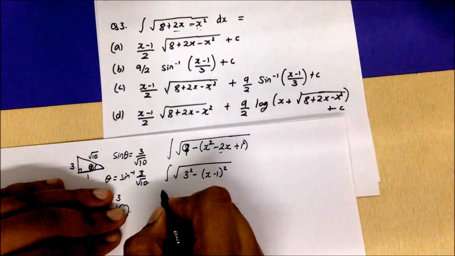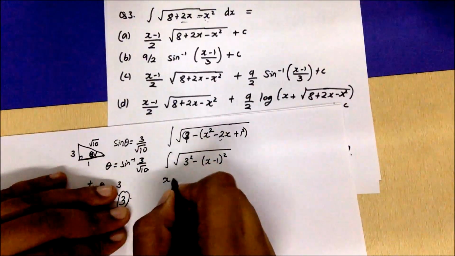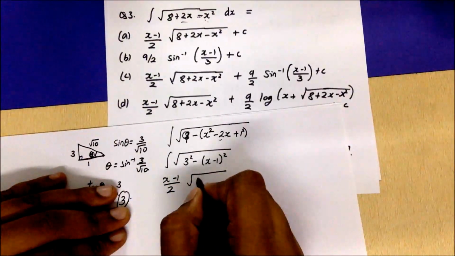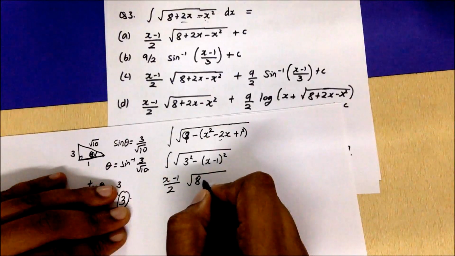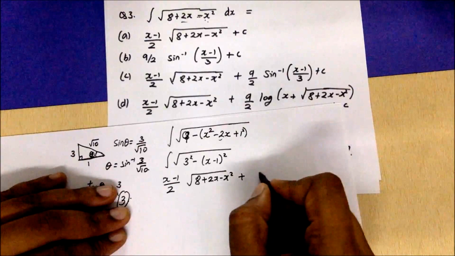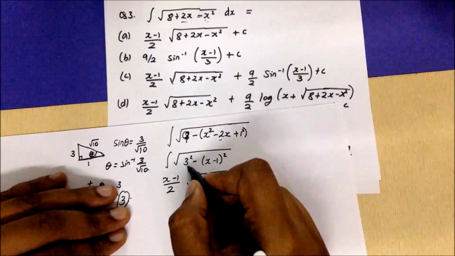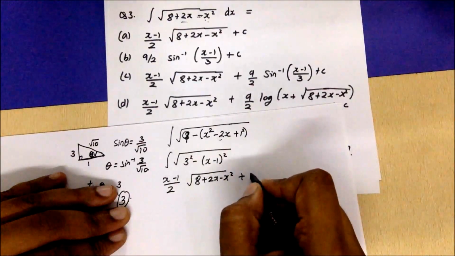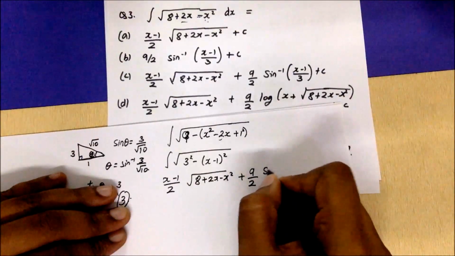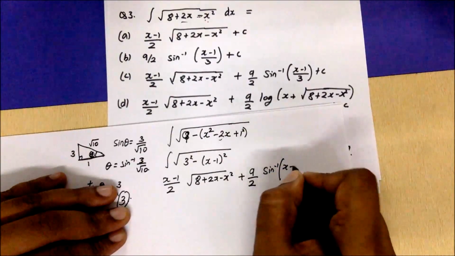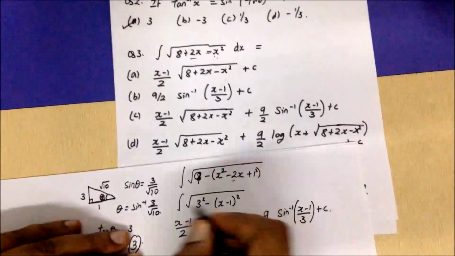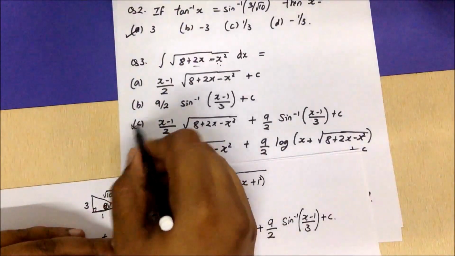So it is of the form root of a square minus x square. So you know that the formula for this is going to be x minus 1 by 2, that is x by 2, root of whatever was inside. So it's going to be the same, that is root of 8 plus 2x minus x square, plus a square by 2. In this case my a is 3, so a square is going to be 9, so 9 by 2, and it's going to be sine inverse of x minus 1 by 3 plus c. So if you check out for the option, it's going to be your option C.